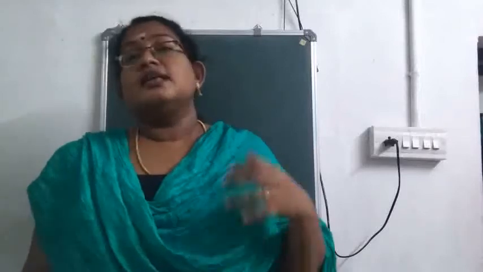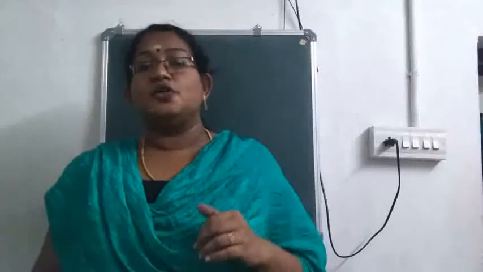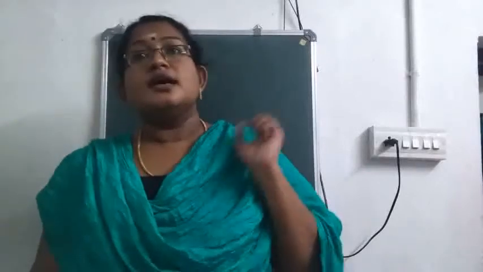That is, the ratio of the sine of the angle of incidence to the sine of the angle of refraction is a constant for a given pair of media and a given color of light. So this is what we learned, isn't it? Now we are going to prove this. So our next topic is the experimental verification of the laws of refraction.